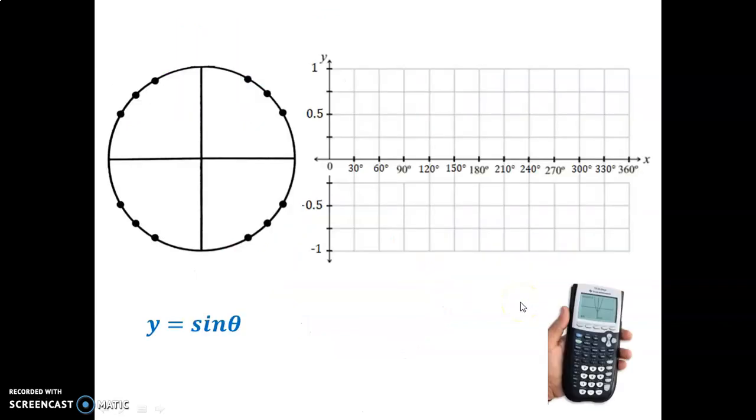So let's take it a little bit further and investigate. Grab your calculator. We're going to be investigating what sine of theta looks like.